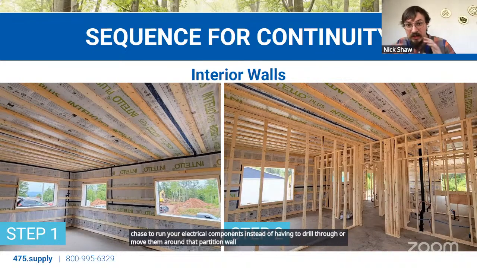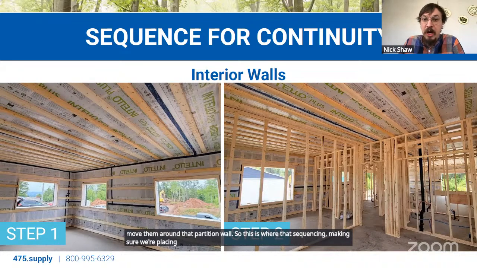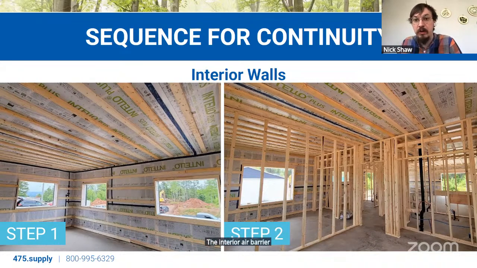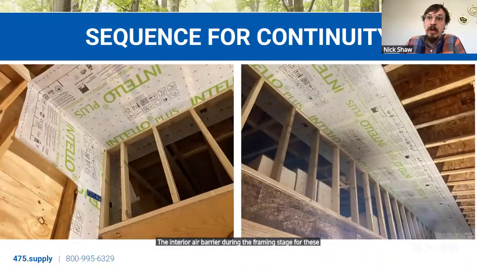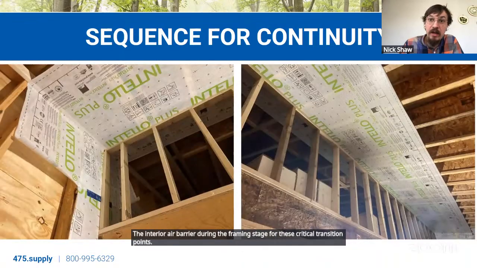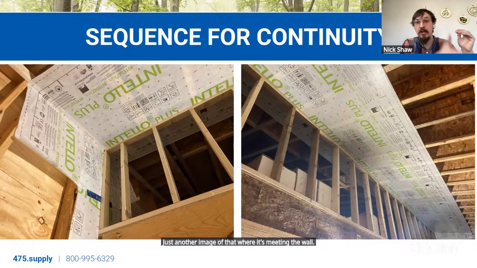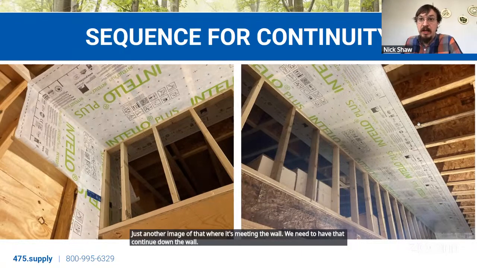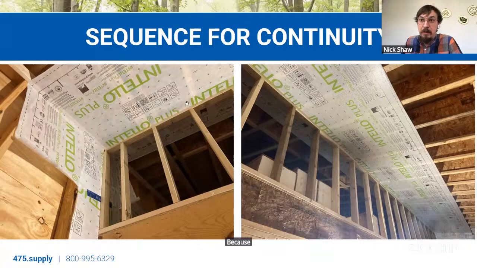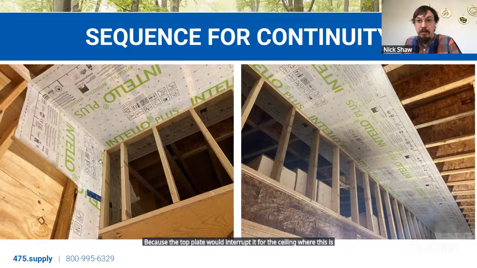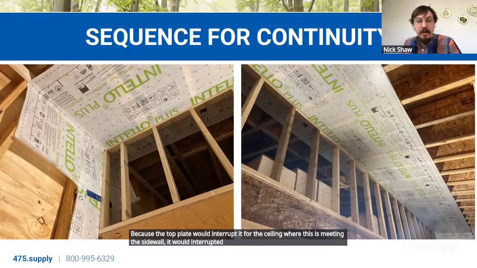So this is where that sequencing comes in, making sure we're placing the interior air barrier during the framing stage for these critical transition points. Just another image of that where it's meeting the wall. We need to have that continue down the wall, because the top plate would interrupt it for the ceiling, but where this is meeting the sidewall, it would interrupt it there as well. And this is just placing it in the meantime.